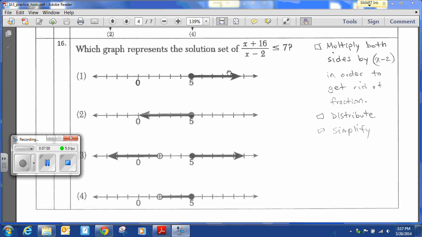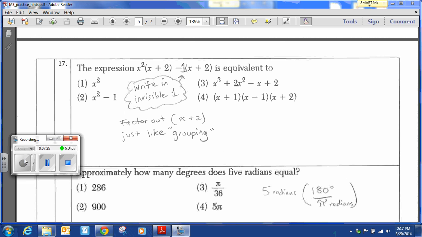So here we have a fractional inequality. You want to get rid of this fraction by multiplying both sides by x minus 2. Then you want to distribute the 7 times x minus 2 and simplify, getting x by itself, and then the rest is pretty typical Algebra 1 material. You just want to solve for x and then write your inequality.